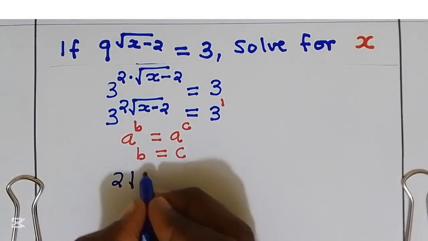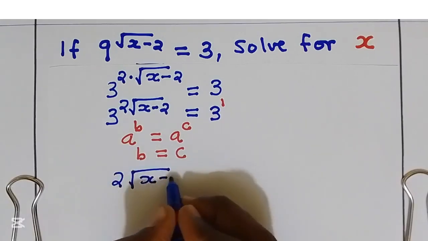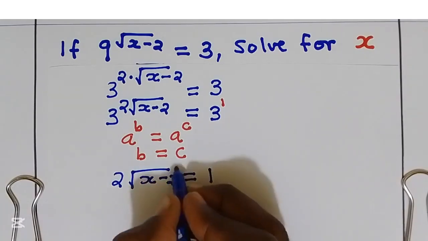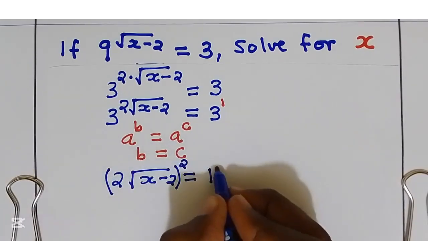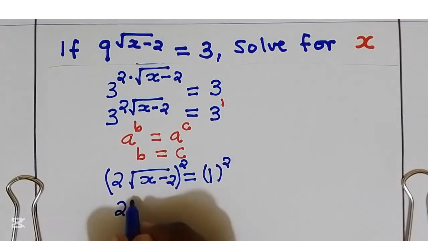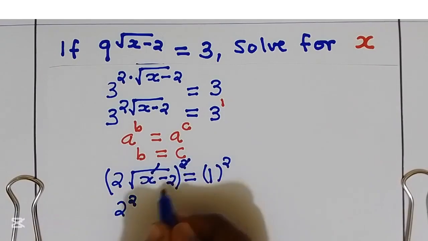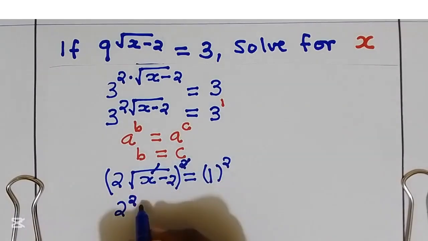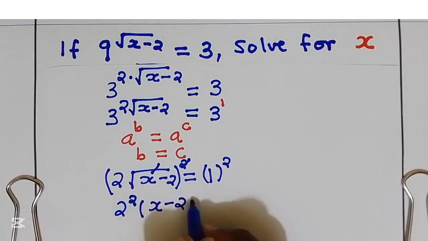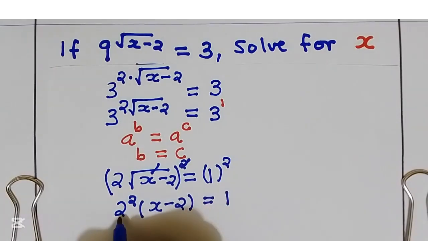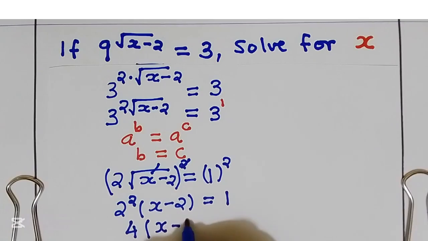2 square root of x minus 2 is equal to 1. I'm going to square both sides. 2 squared, and the square and the square root we can simplify. We remain with x minus 2. This is equal to 1 squared, which is 1. 2 squared we get 4. So 4 times x minus 2 is equal to 1.